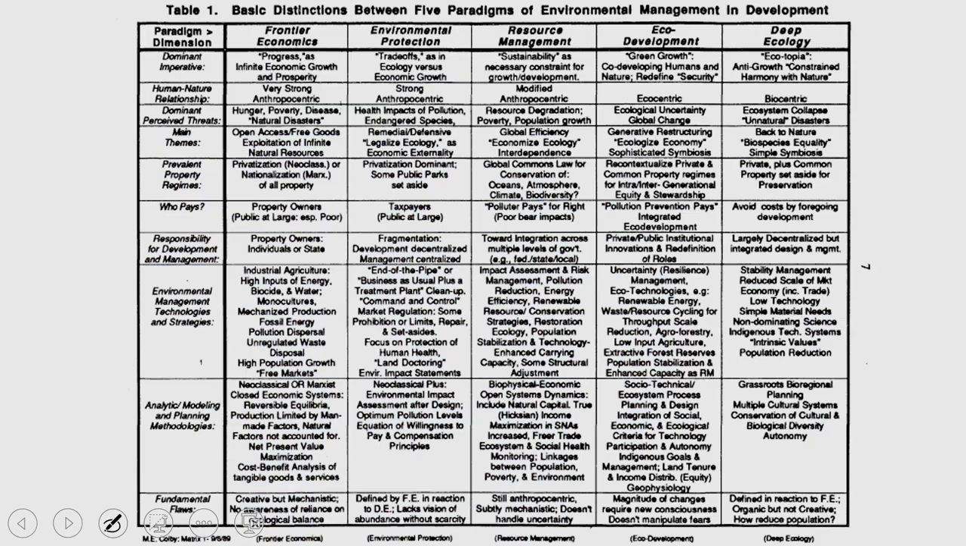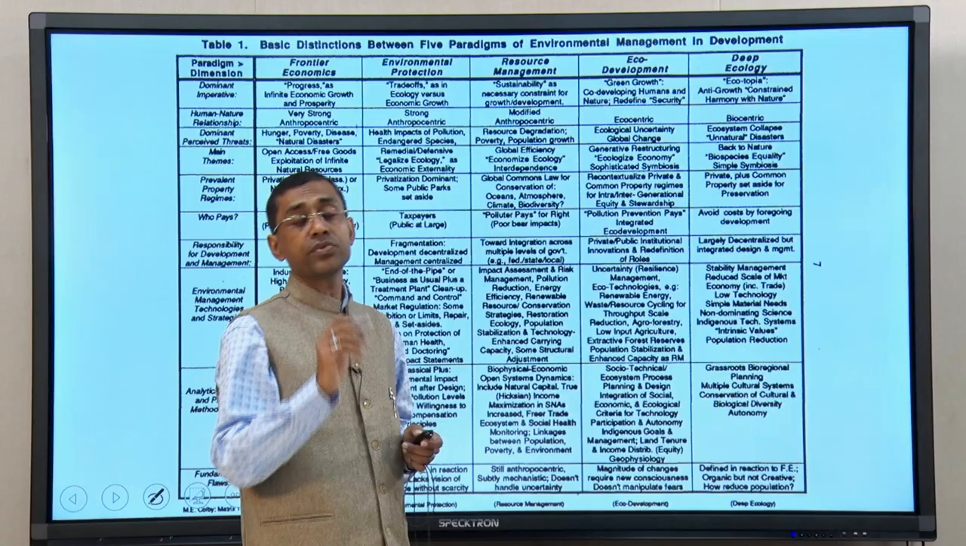So, there is a lot of text here, so I'm not going to just discuss it in this manner. We'll move to the next slide. But yes, there are a lot of differences among each one of these five natural resource management paradigms. When we discuss each one of them individually, you will automatically get how they are different from each other.